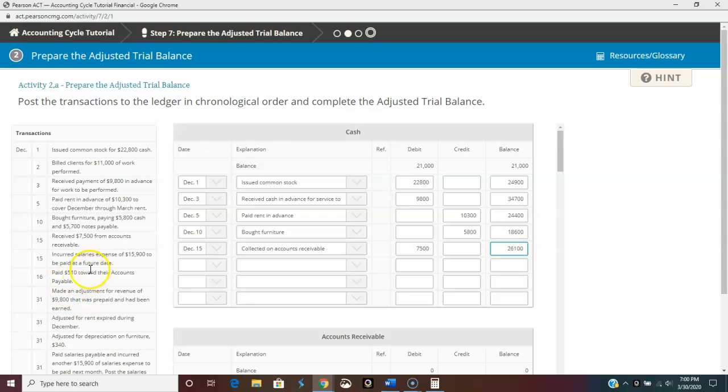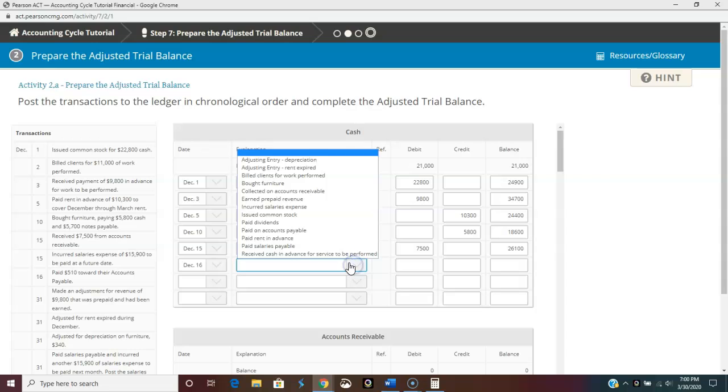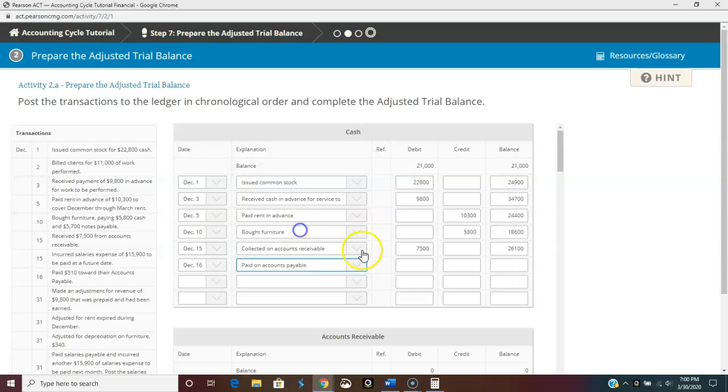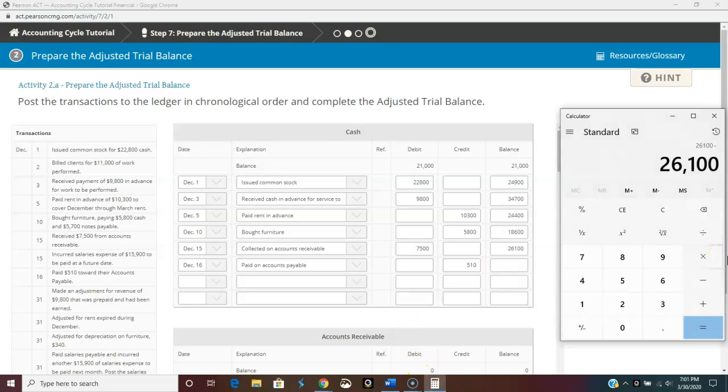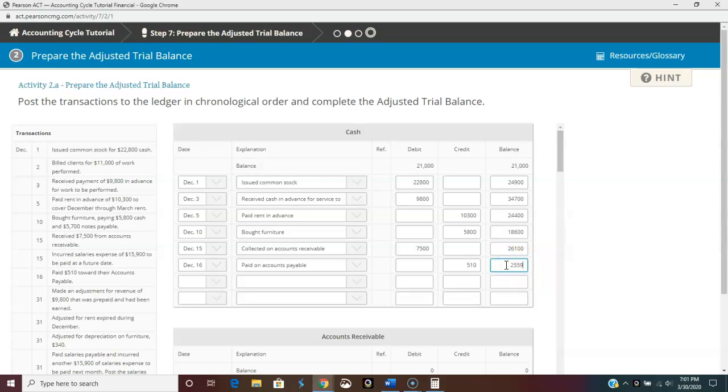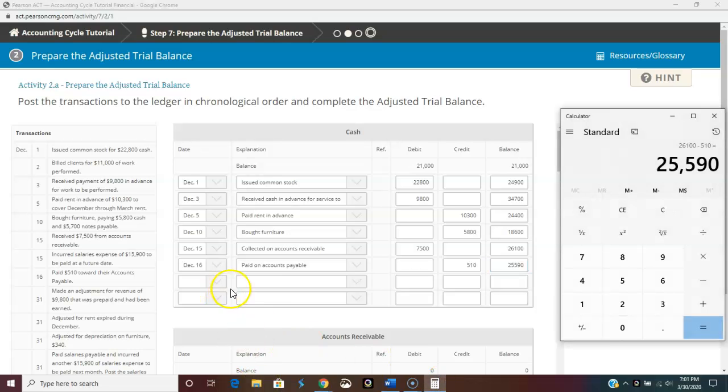And then incurred salaries expense, that's not anything. On the 16th, paid 510 toward accounts payable. So paid on accounts payable, credit 510, minus 510, 25,590, I think. Okay.